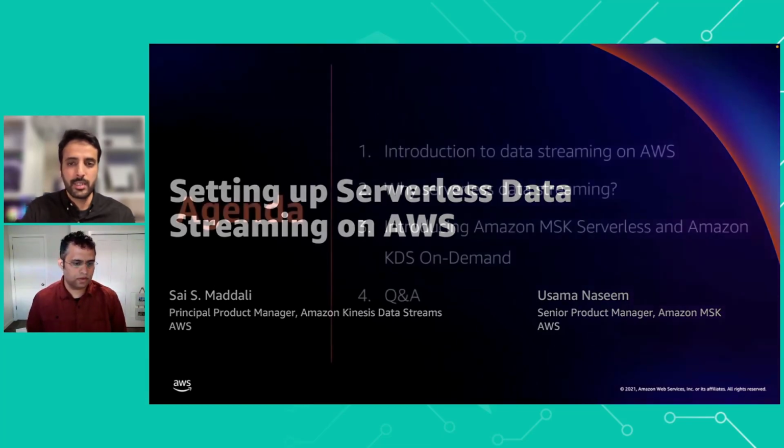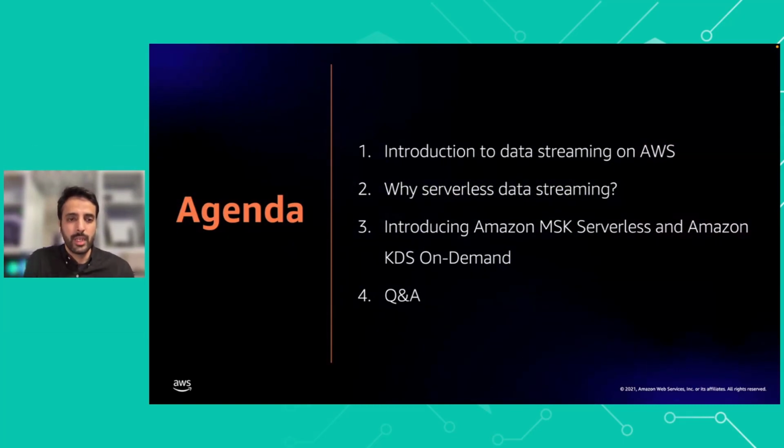Great. So let's take a look at what's on the agenda today. So today we'll be talking about data streaming in general. We'll start with an introduction to what data streaming is and how you can stream data on AWS. We'll talk a bit about why serverless data streaming and why it's important. We'll then talk about two key capabilities that we've recently launched at AWS that cover serverless data streaming, namely Amazon MSK Serverless and Amazon KDS On Demand. And then we'll take a deep dive into each of those capabilities, and then we'll end the session with a brief Q&A. So without further ado, let's dive in.